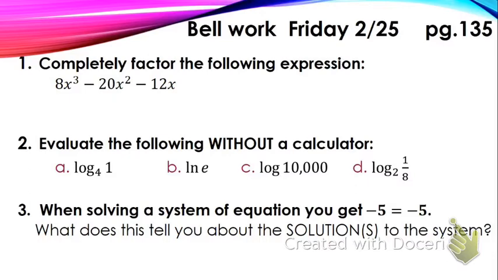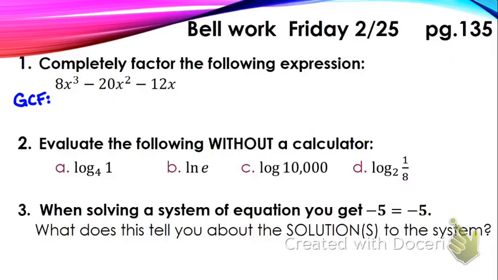So number 1 says completely factor the following expression: 8x cubed minus 20x squared minus 12x. And that looks pretty familiar. We've been looking at factoring a couple times. What's the first thing that we look for when we're factoring? GCF. Do I have a GCF here? 4x. All right, 4x. Jimmy, how did you know our GCF was 4x?